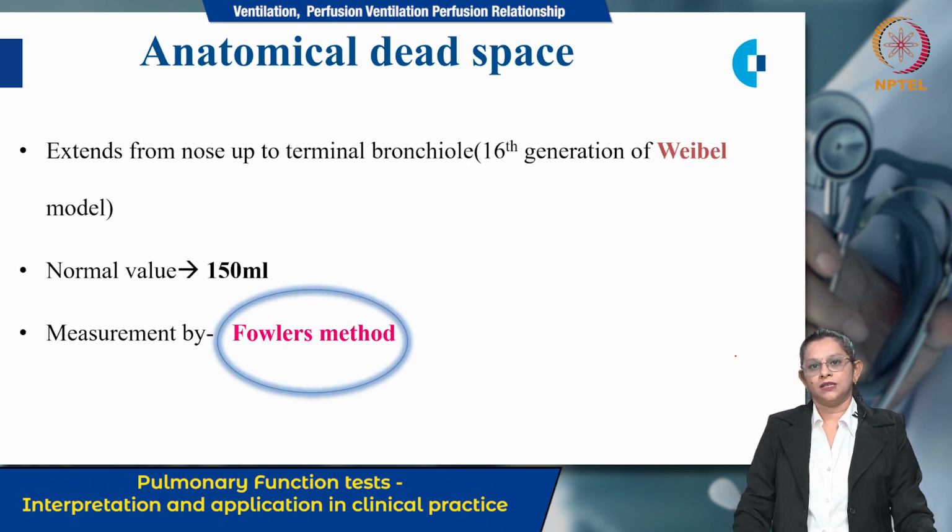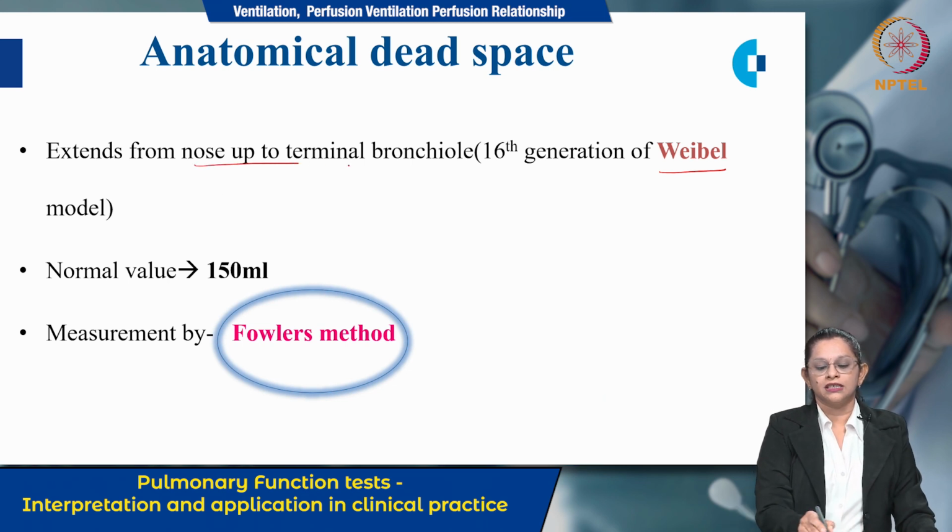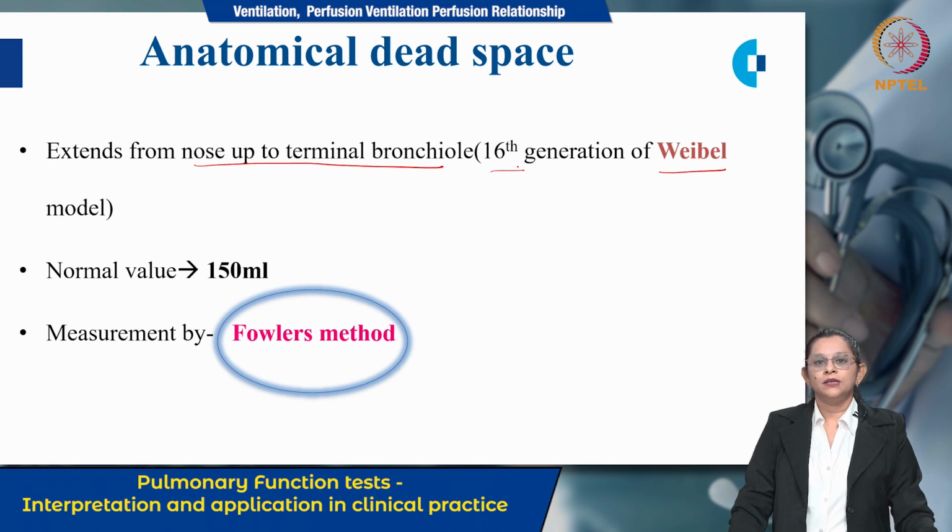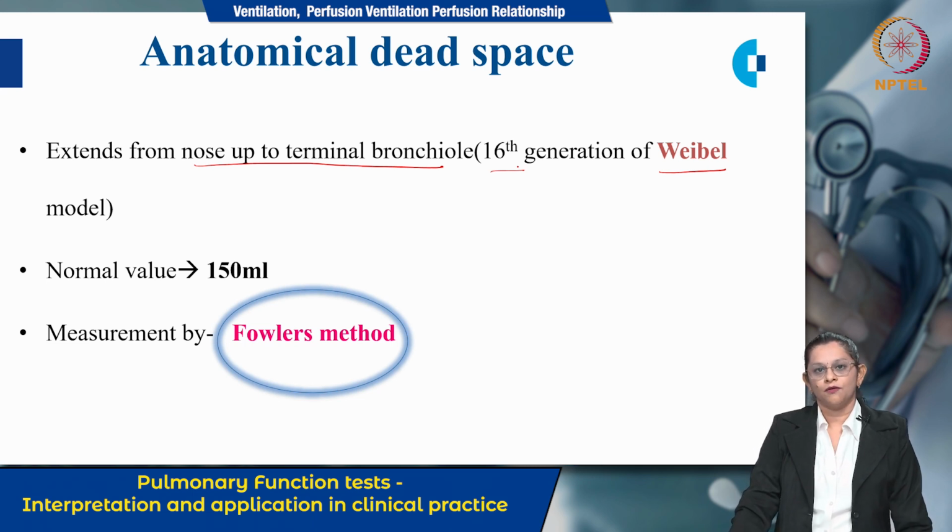First, anatomical dead space. We have already seen in lecture number 1, on the functional anatomy of the lung, the Weibel's model of the lung, wherein the bronchioles are divided into several generations. Here, the anatomical dead space extends from the nose till the terminal bronchiole, that is the 16th generation of the Weibel model. This part is called the conducting zone, which is not involved in the gas exchange process, and it forms the anatomical dead space, which is around 150 ml. It is measured by Fowler's method.